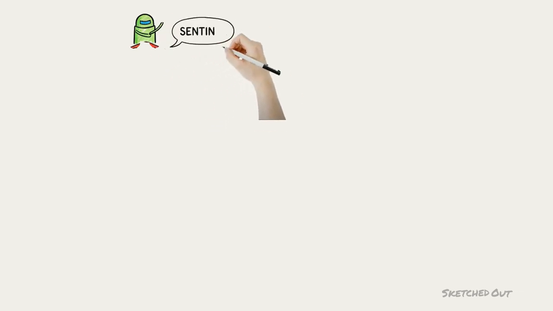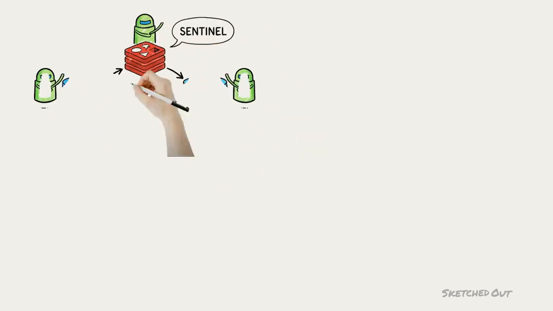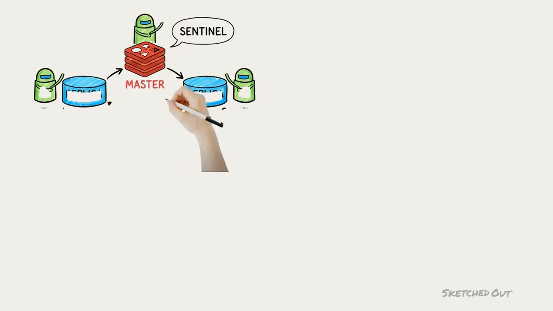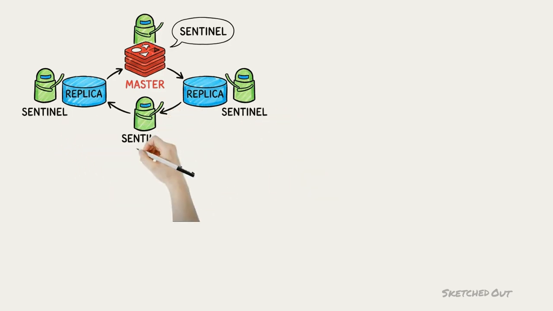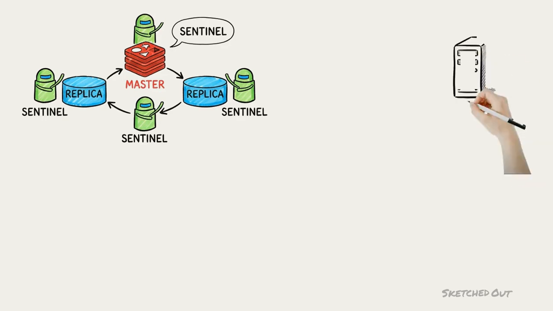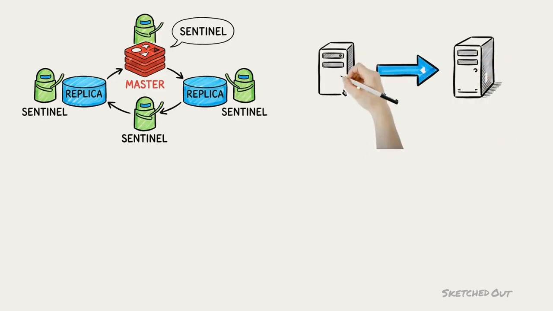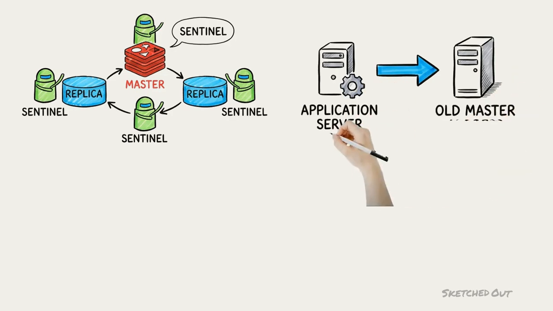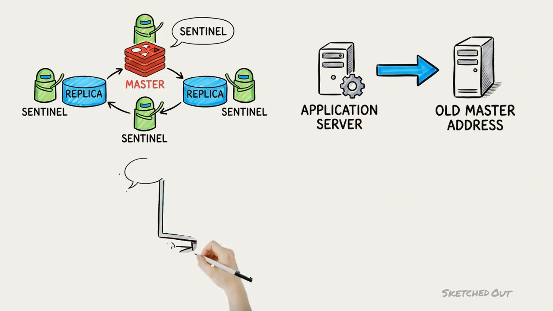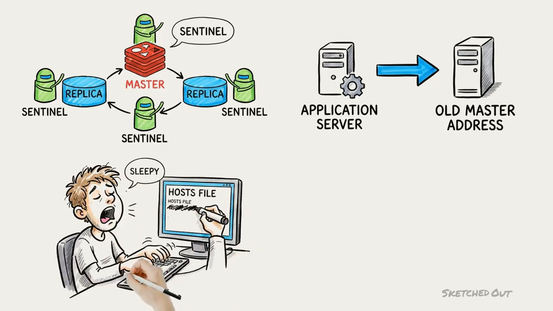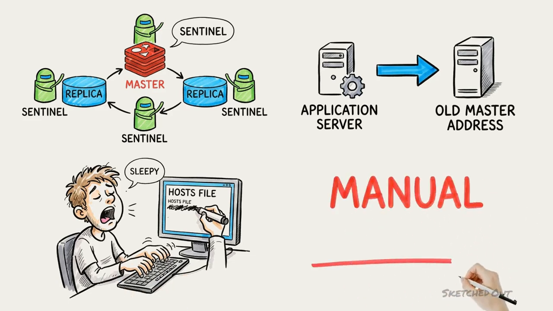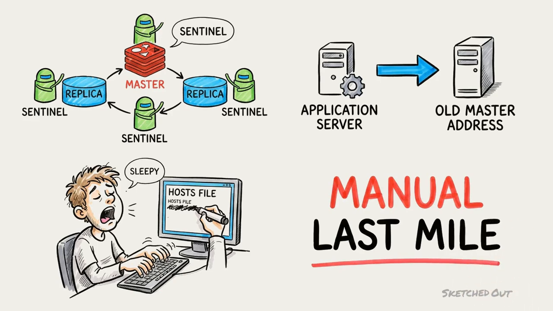Here is a problem that shows up in almost every real Redis deployment. You have Redis replicas and 3 Sentinels standing guard, and when the master dies, a replica gets promoted automatically. Beautiful! Except your application is still connecting to the old master's address from a hosts file, so a human has to wake up, edit that file, and point everything at the new master by hand, which means your automatic failover has a manual last mile.